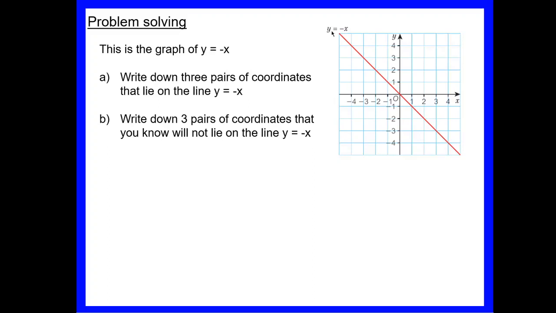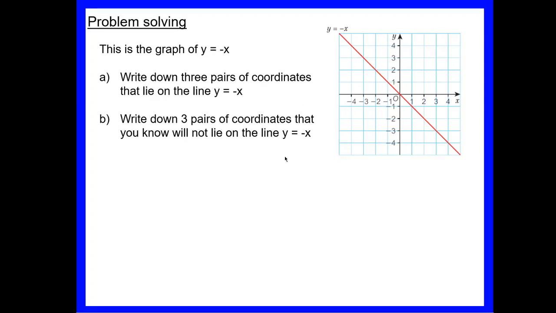And that's because we've put in here that y is equal to -x. So whatever the x coordinate is, if x is 1, the y coordinate is the opposite. So if x is 1, y is -1. If x is -2, y is 2. So you need to write down 3 pairs of coordinates that lie on this line.